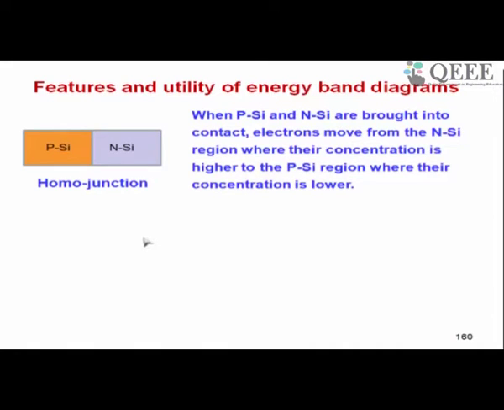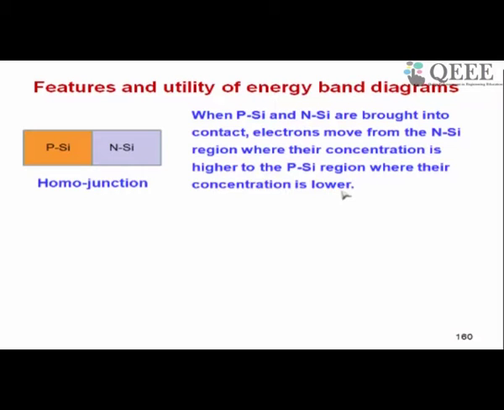Now features and utility of energy band diagrams. Where do we use energy band diagram? Now you would have seen so far in my explanation of all the devices, I have never used any energy band diagram, okay? Why is it so? Because we were discussing only homojunctions, junction between p and n-type material made of the same semiconductor. In such a case, electrons move from n silicon where their concentration is large to p silicon where their concentration is low. So you can predict various phenomena in this device based on concentrations of carriers.